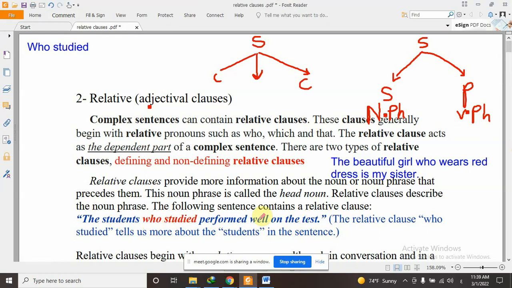Clear? I will repeat. The independent clause in this sentence is the one written in the blue color. Which is it? The students performed well on the test. Okay? This is the independent clause. The dependent clause is part of the subject of the independent clause. So in this case we cannot change the place of the dependent clause as we did with time clauses in the complex sentence. This is the first difference you must keep in mind.